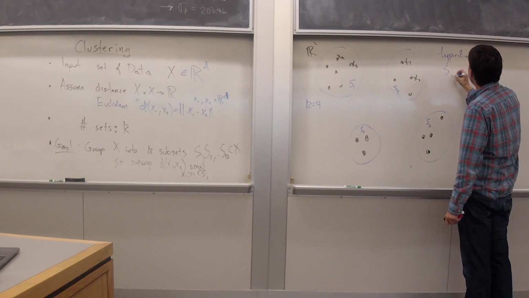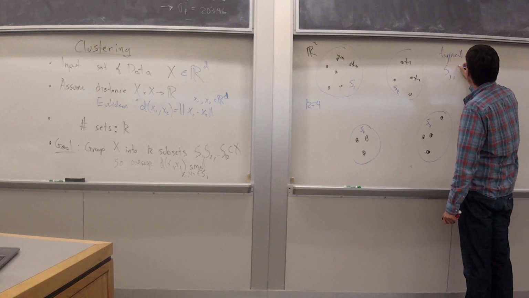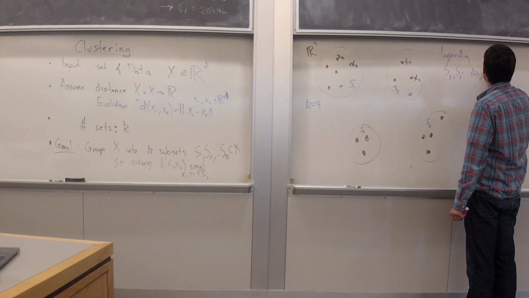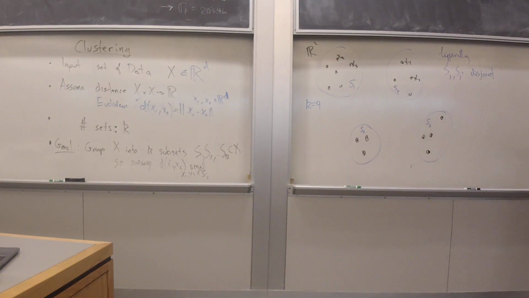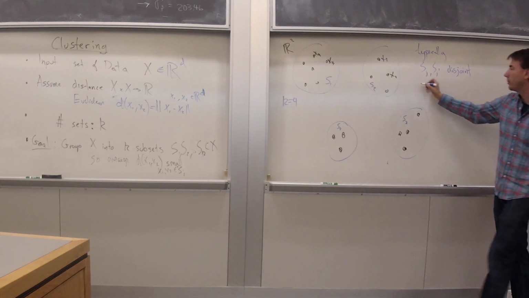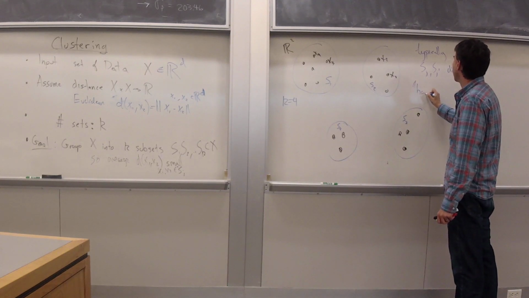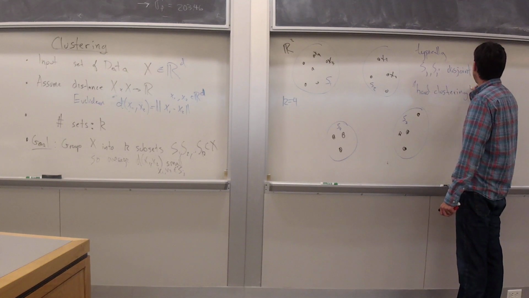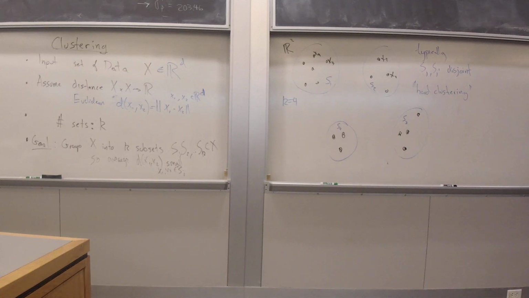Okay, and so typically you want Sj and Sj prime to be disjoint. So that means no point is in 2 of the subsets. It's not a strict requirement, and we will see versions where this is not true. But this would be called hard clustering. So we're not necessarily forming a partition of X. That's not always the goal.